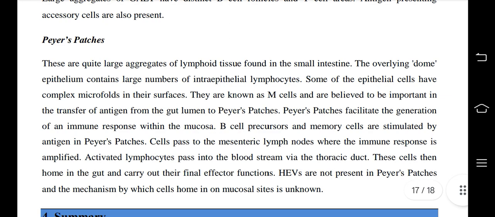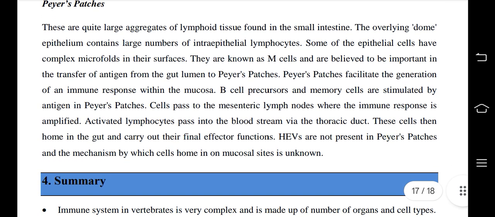And Peyer's patches. These are quite large aggregates of lymphoid tissue found in the small intestine. The overlying dome epithelium contains a large number of intraepithelial lymphocytes. Some of the epithelial cells have complex microfolds on their surfaces. They are known as M cells and are believed to be important in the transfer of antigen from the gut lumen to Peyer's patches. Peyer's patches facilitate the generation of the immune response within the mucosa.